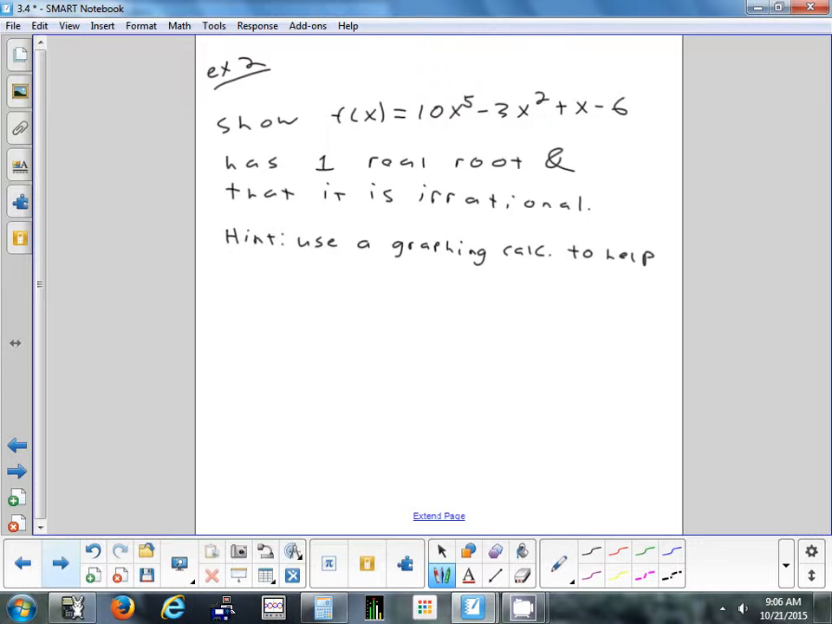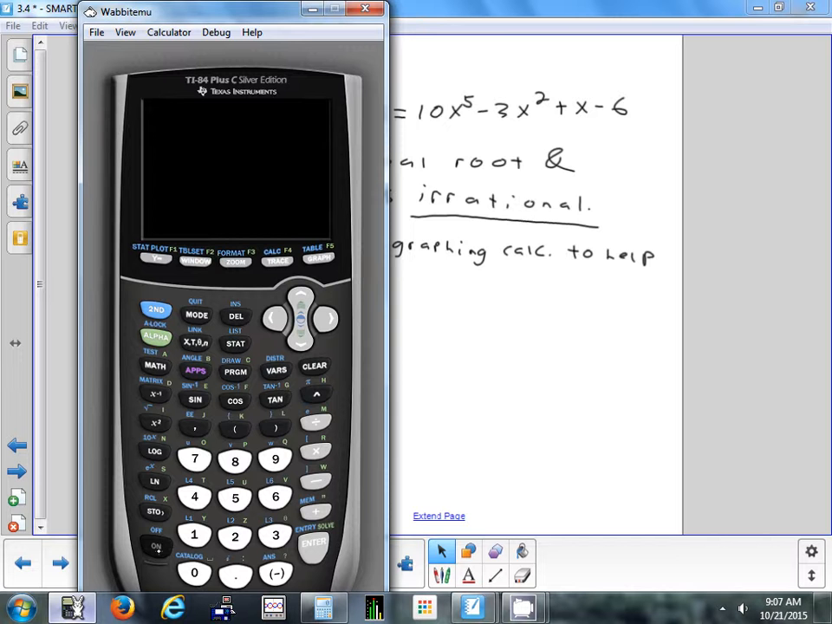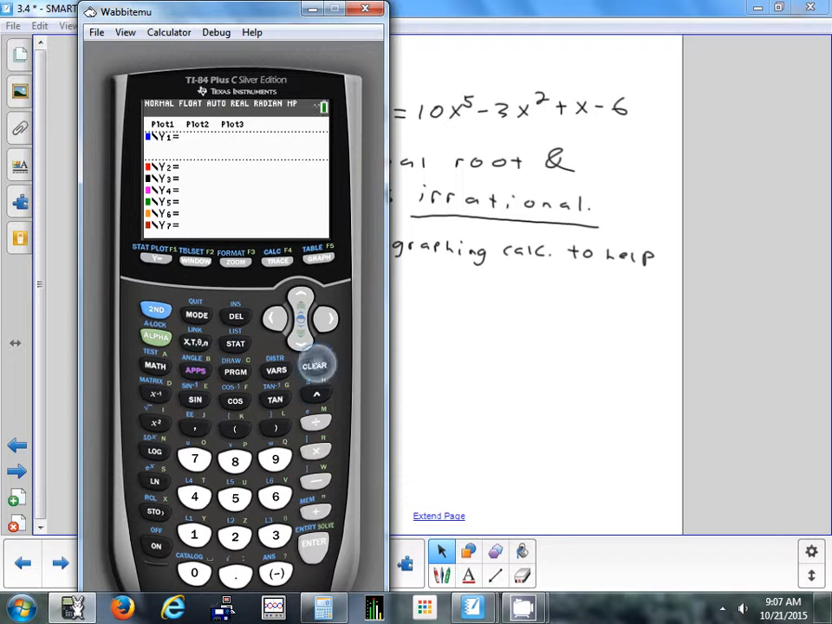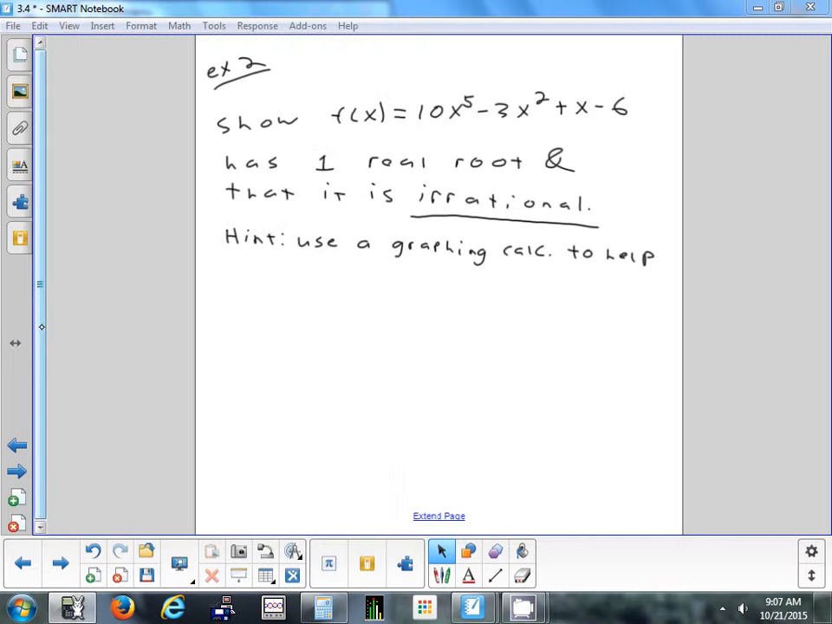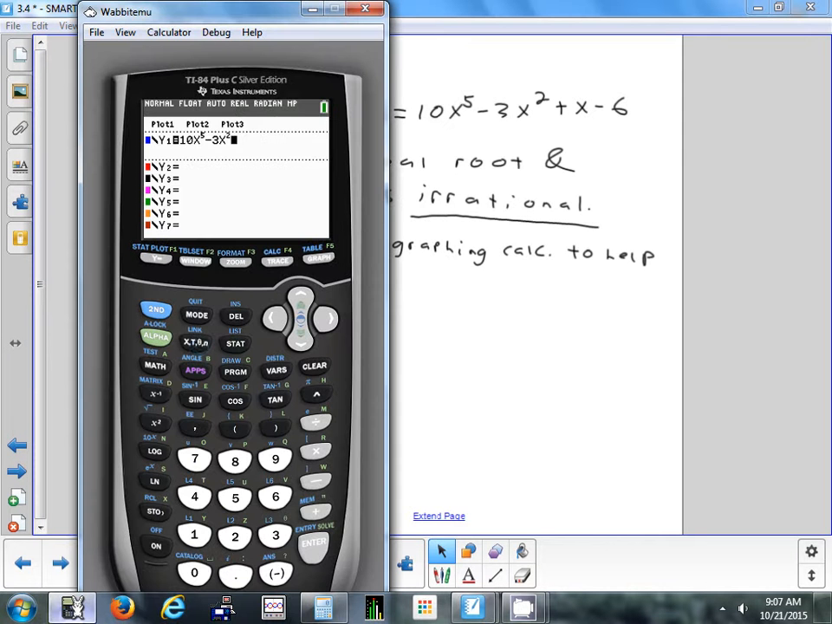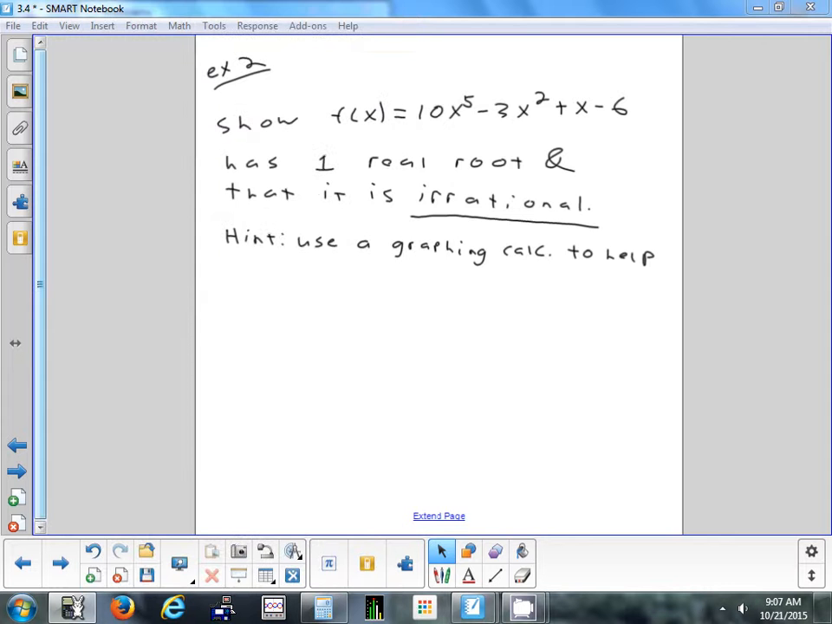All right, I want to use that same problem. I'm going to graph it now. I want to show that it only crosses the x-axis one time. And I want to prove that that root is irrational. All right, so let's just graph it, see what it looks like. So we got 10x to the fifth minus 3x squared plus x minus 6. I'll just start with a standard window. Okay, I'm telling you it's only going to cross one time. Okay, so we already know that.